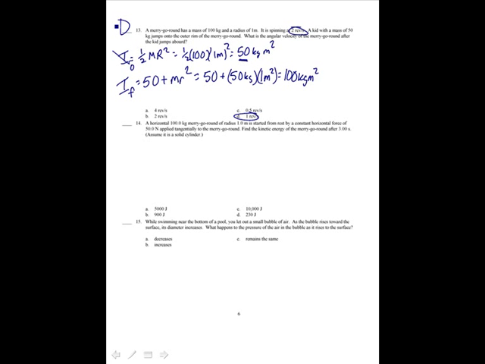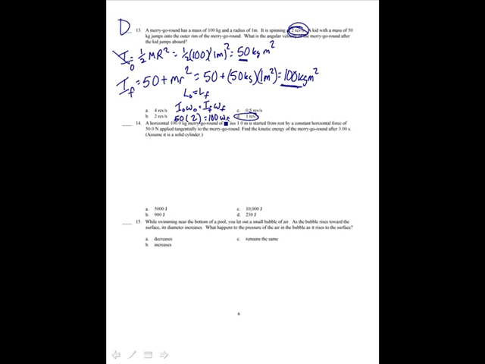But if I want to work through it, I say that L naught equals L final. That's I naught omega naught equals I final omega final. I naught is 50 times omega naught, which is 2 revolutions per second, and that's equal to I final, which is 100, times omega final. And so omega final equals 1.